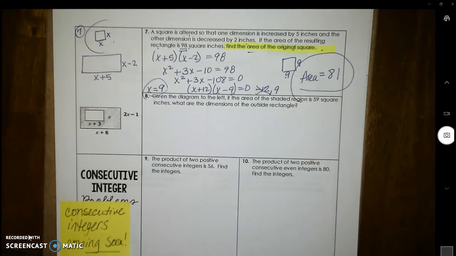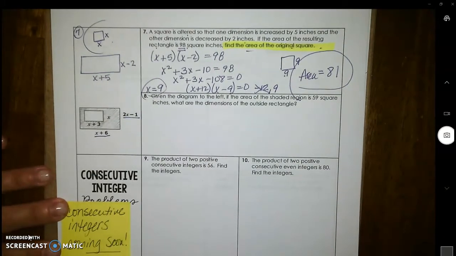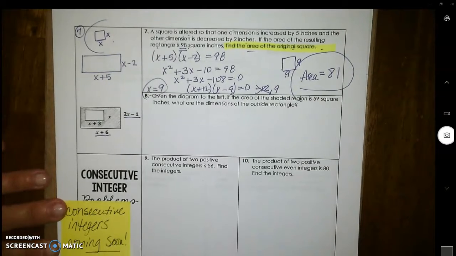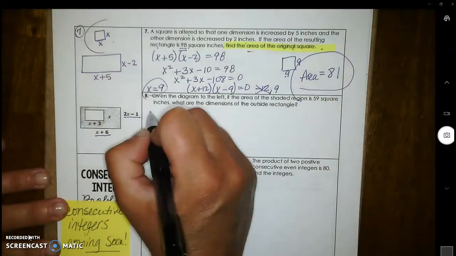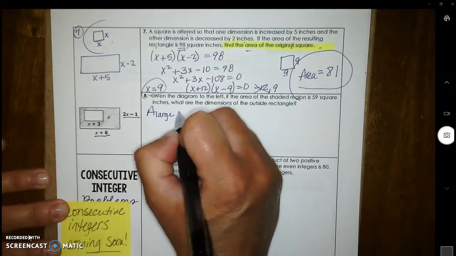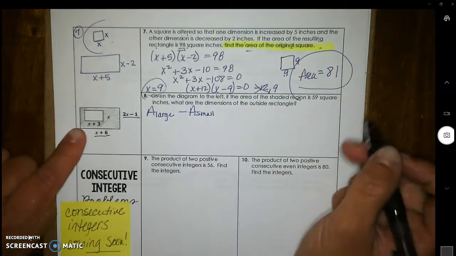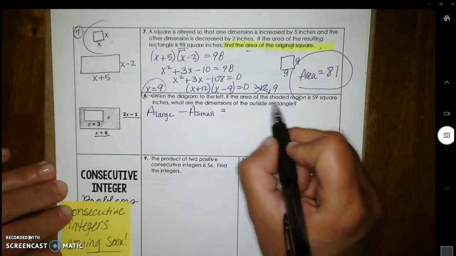So given the diagram to the left, if the area of the shaded region is 59, what are the dimensions of the outside rectangle? So I want to know what this by this is. The area of the shaded region. Well, how do we get the area of the shaded region? So we're going to do the area of the large one, and we're going to subtract the area of the smaller one. Okay, and that should equal the area of the shaded part.